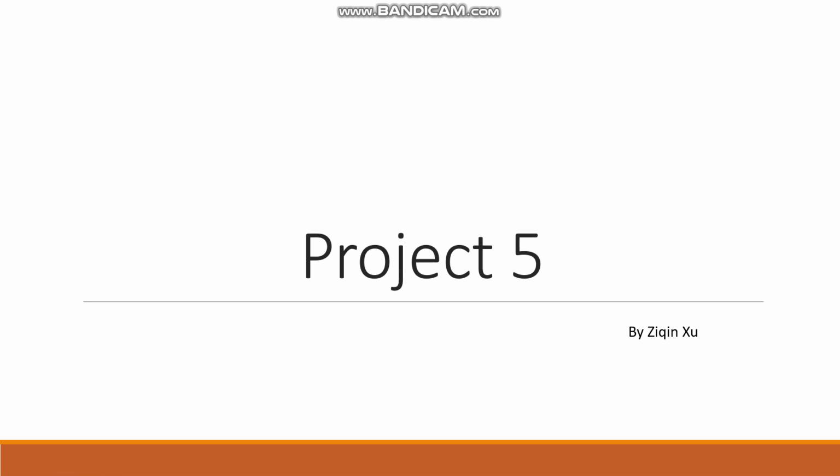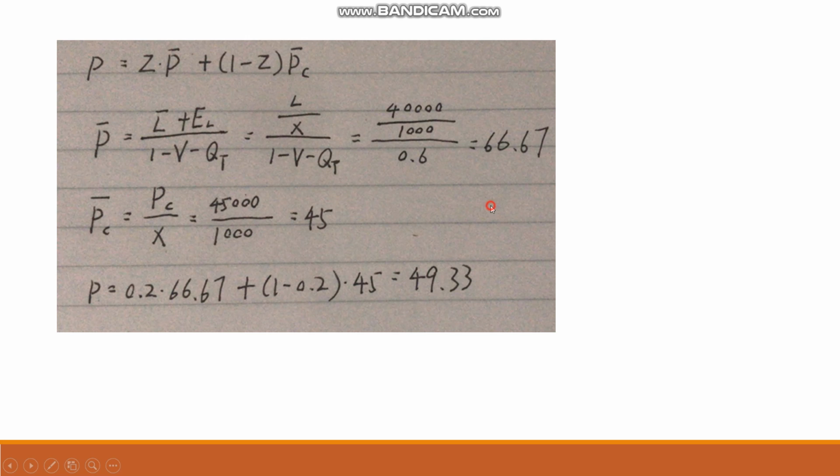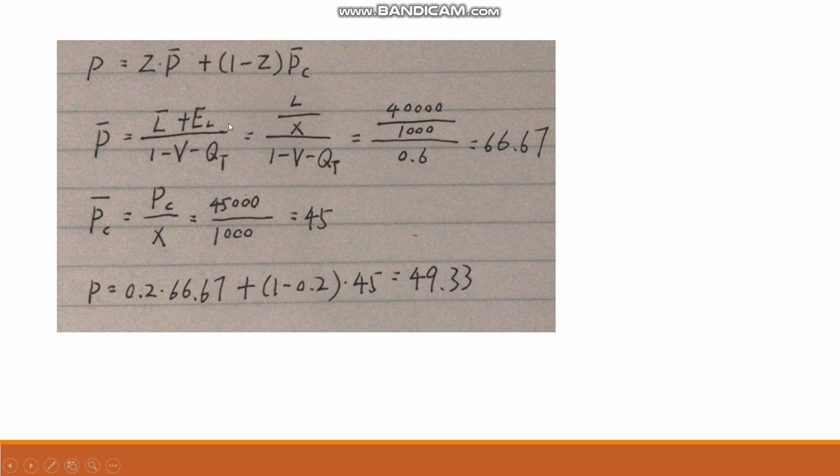Today I want to introduce the first three questions of the Project 5 Part B. For the first question, which is C1 in the samples, this question requires us to calculate the new indicated growth rate. So we all know we can calculate the growth rate premium by this function, where Z is the credibility factor provided by 0.2. And we also need to calculate the parameters.